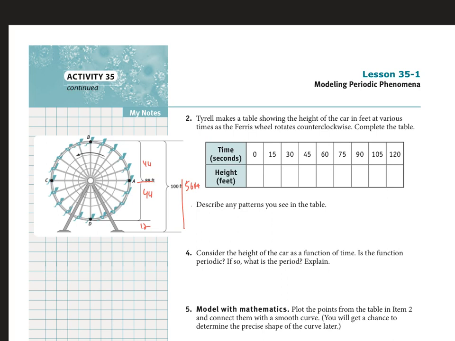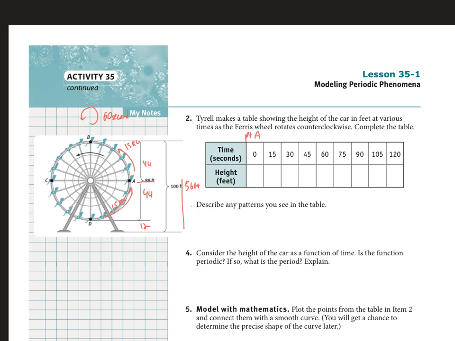And then we also know it makes one rotation, again in this direction, in 60 seconds. Okay, so again, just through common sense here, we're breaking this up into 4 sections. So really, it's about 15 seconds per quarter here. So we're going to look at D being in a height of 12 for point D. So Tyrell makes a table showing the height of the car in feet at various times. And so we're going to complete this table.